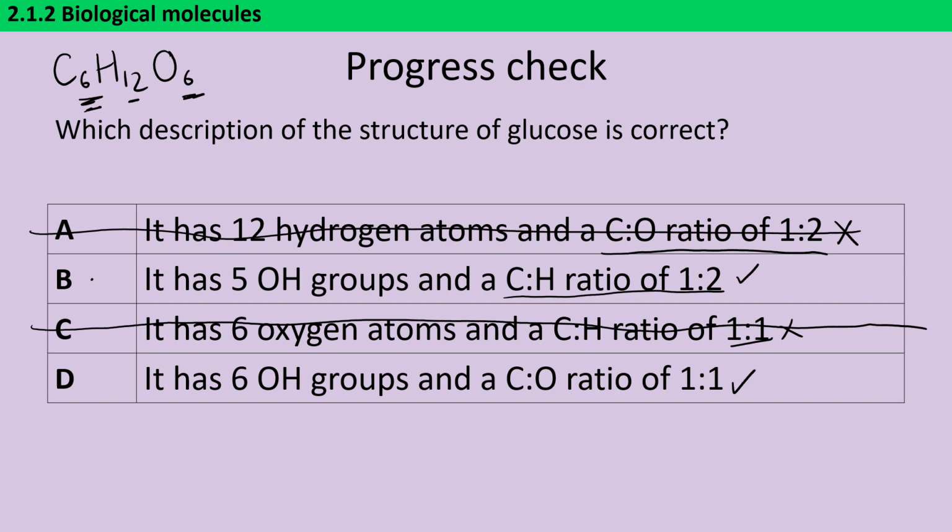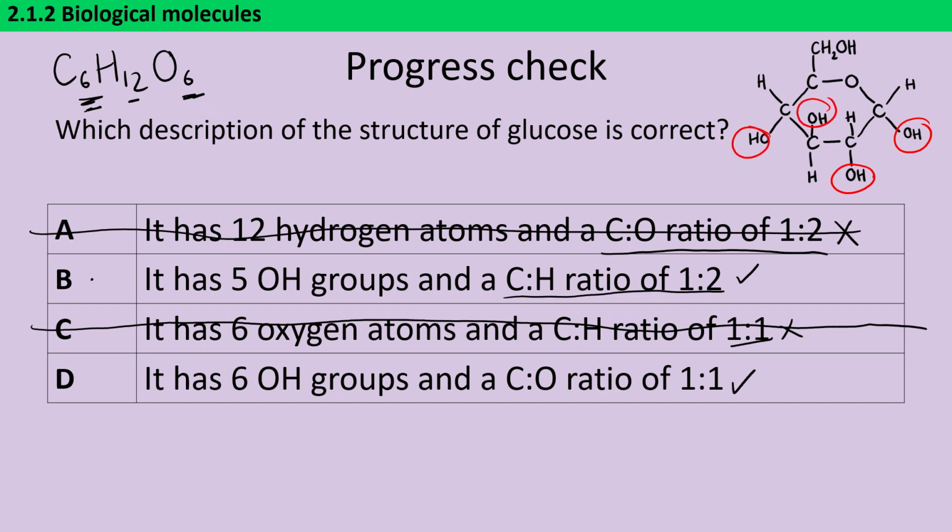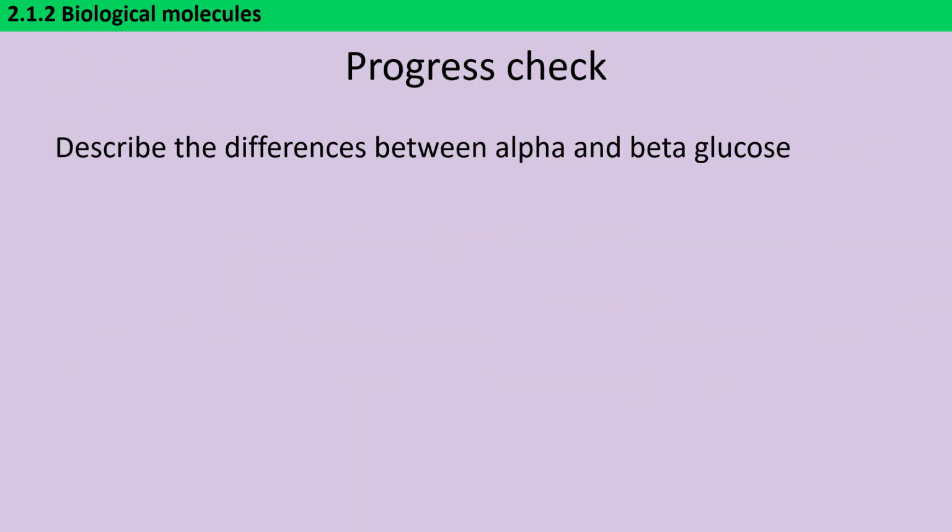So now we actually need to think about what does this molecule look like. So if we count up our different hydroxy groups, our OH groups, we can see we've got one here, one here, one here, one here, and one here. So 5 of these carbons have got hydroxy groups associated with them, but our carbon that is here does not have one, and we've got an oxygen that is not part of a hydroxy group, it's just part of that ring instead. So we've only got 5 hydroxy groups, and therefore our correct answer is going to be B. Can you also describe the difference between alpha and beta glucose?